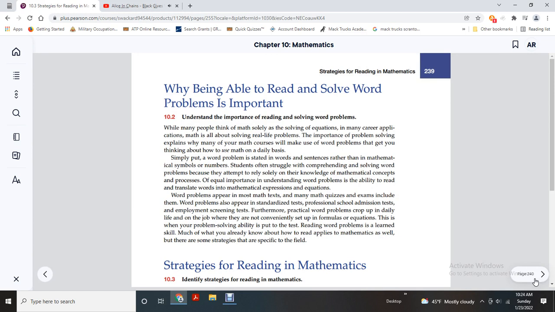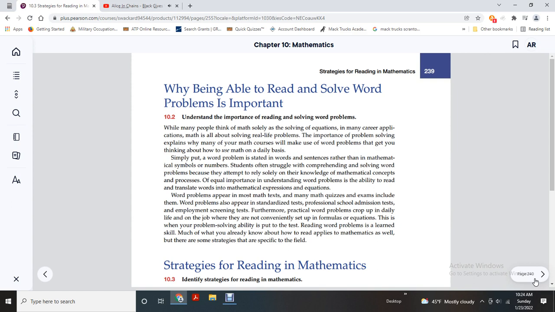Understanding the importance of reading and solving word problems. When many people think of math, they think solely of solving equations, but in many career applications, math is all about solving real-life problems. Problem solving is important because many math courses will give you word problems that get you thinking about how to use math on a daily basis.